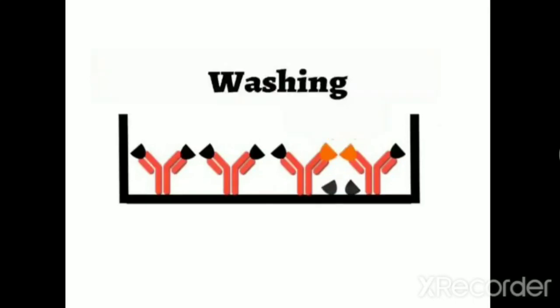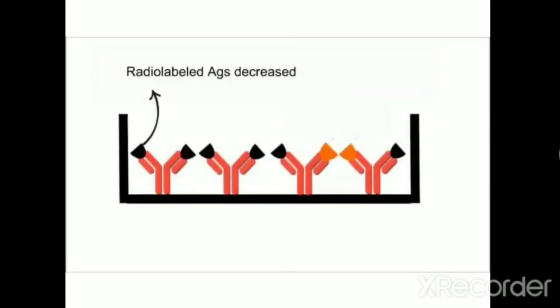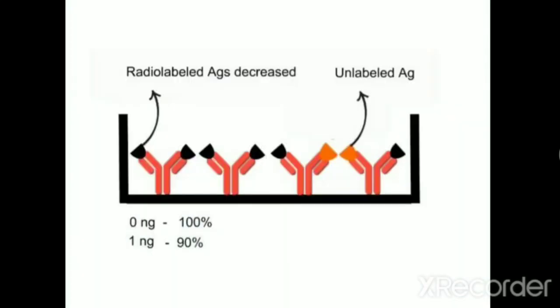Here also we have to wash to remove this excess antigen, and we have to remove this supernatant solution, and we have to measure the radioactivity of the immune complex. So here the radioactivity of the immune complex is inversely proportional to the concentration of the unlabeled antigen. If the concentration of the unlabeled antigen is more, all these binding sites are occupied by the normal unlabeled antigen. So the radioactivity of the immune complex will be less.